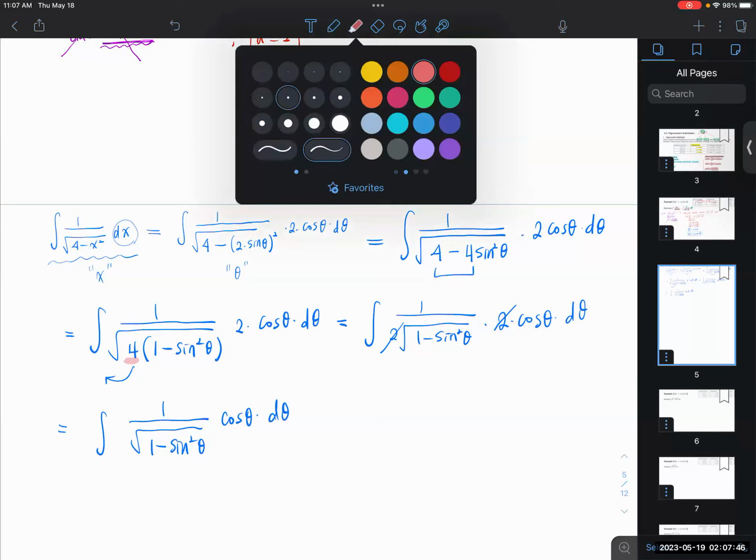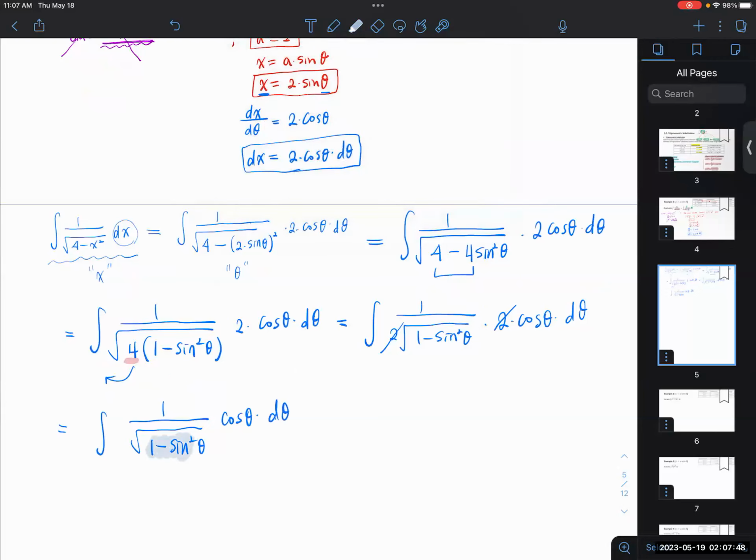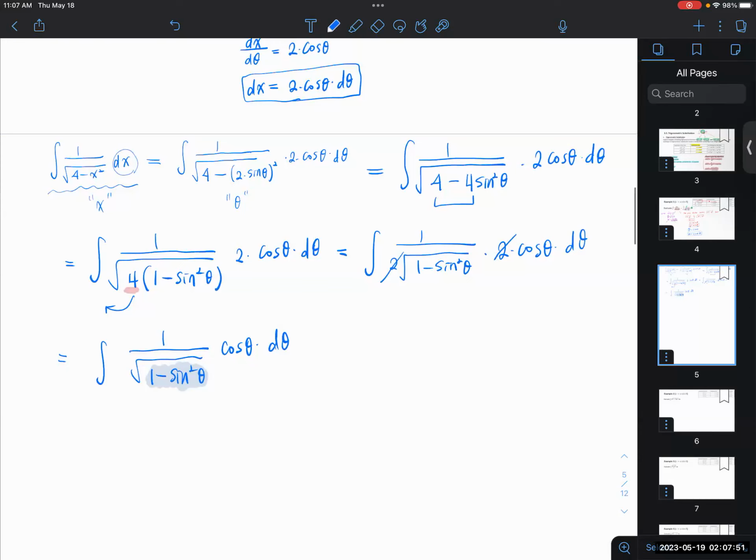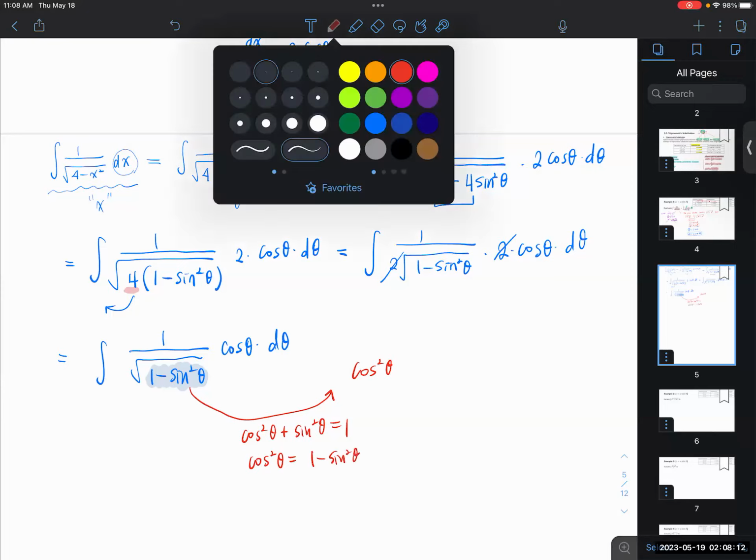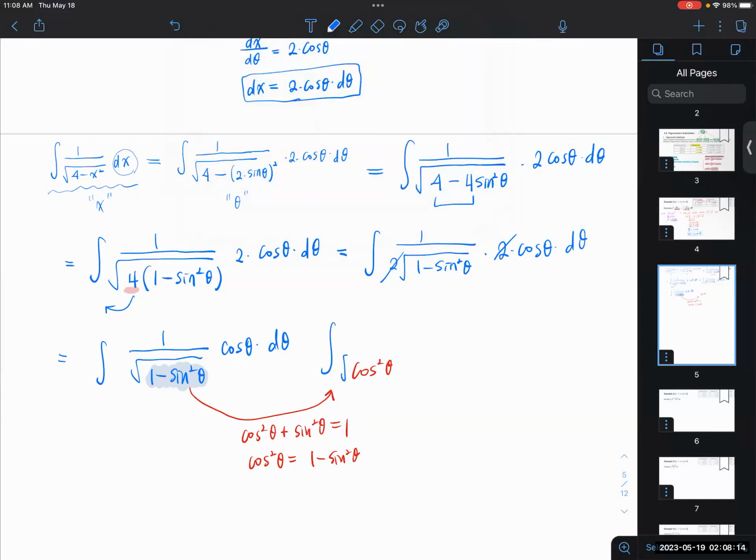Do you remember 1 minus sine squared theta? It is the same as what? We know this is the same as cosine squared theta according to the trigonometric identity: cosine squared theta plus sine squared theta is 1. So cosine squared theta is the same as 1 minus sine squared theta. So I can say the integral of 1 over the radical of cosine squared theta, times cosine theta d theta. Are you following?